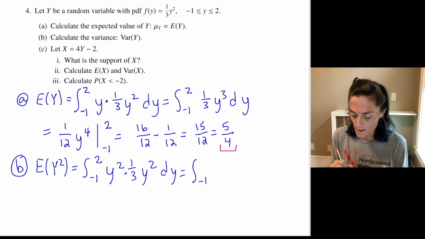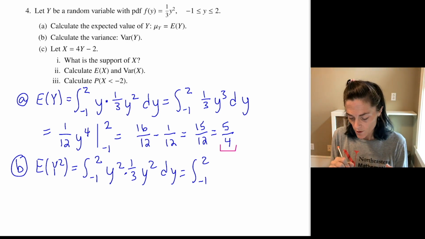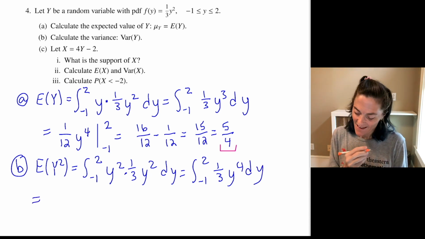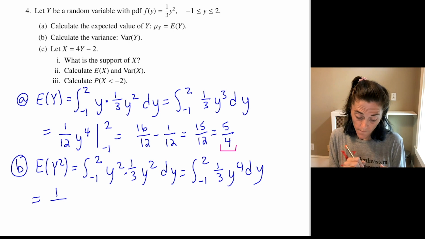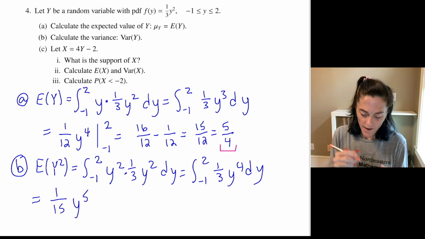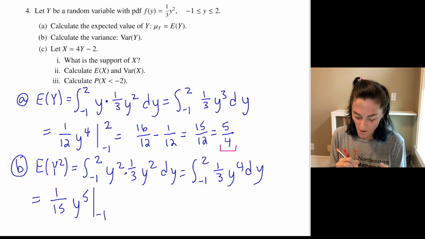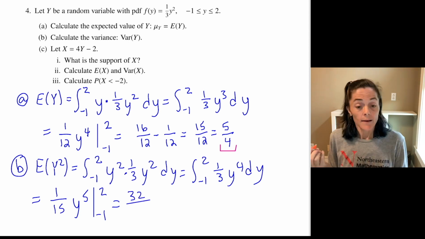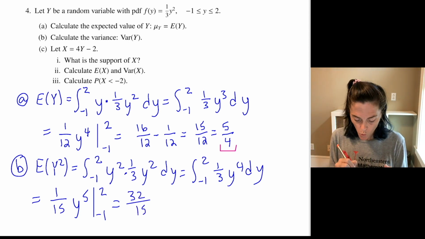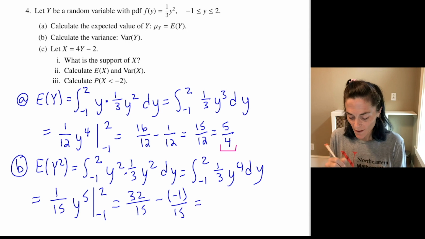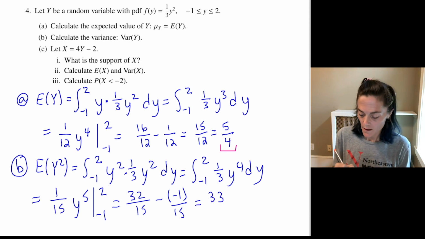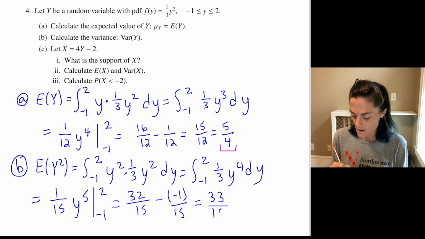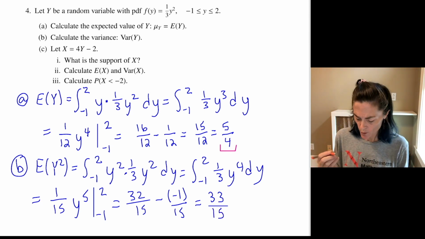This is an integral from -1 to 2. Well, you notice I have 1/3 times y to the 4th dy. And I have 1/15 y to the 5th, and then we evaluate between -1 and 2. 2 to the 5th is 32, and then we divide by 15. -1 to the 5th is -1. So altogether, I get 33/15, which we could leave like that. It's also 2.2.